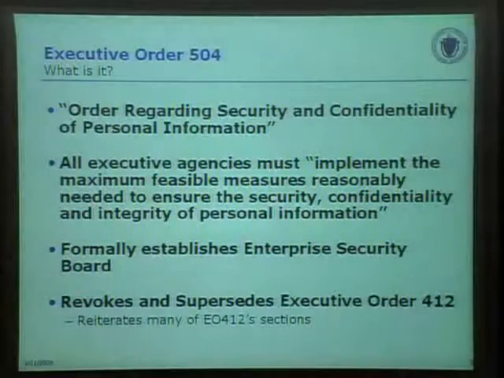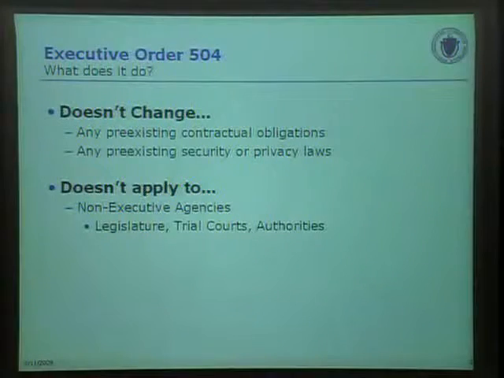Most of the information in EO 412 was restated by Executive Order 504, so we can't suddenly go back and say, oh, we're collecting all this new information about you. What does Executive Order 504 do? Well, it doesn't change any pre-existing contractual obligations with the state. So if you do business with the Commonwealth, until your contract comes up for renewal, you're okay. You don't have to make any changes.